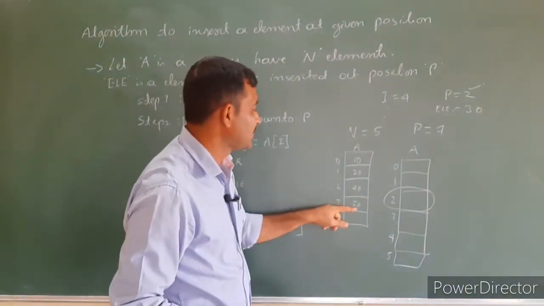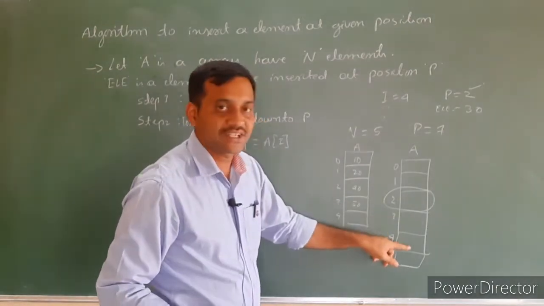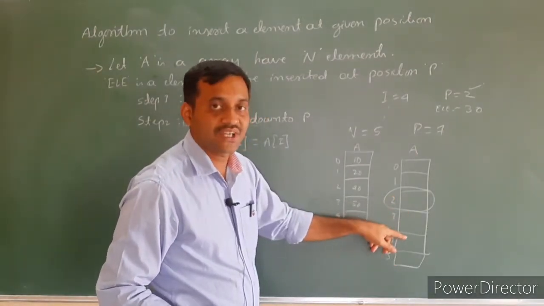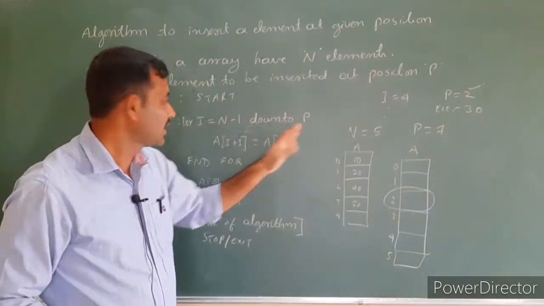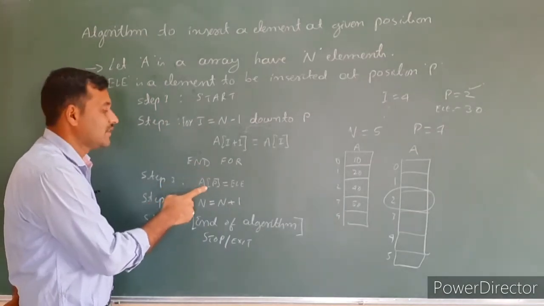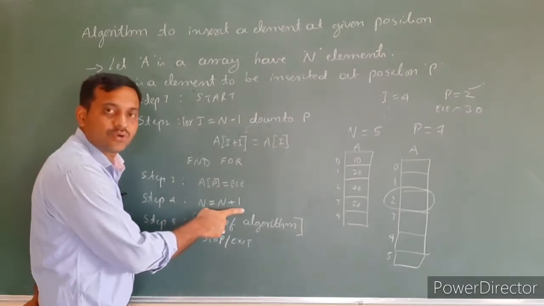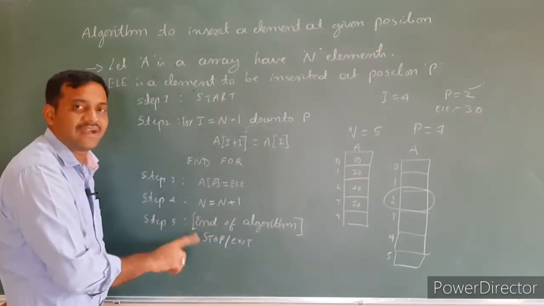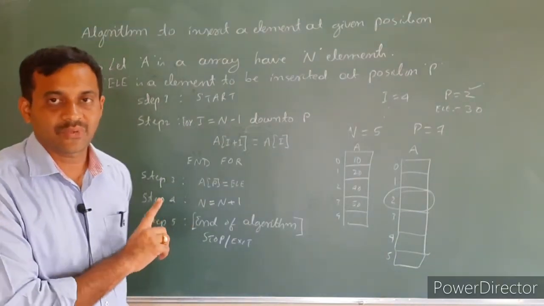See here, 50 is in the third position. It is shifted to the next position. Again it is shifted to the next position. When the for loop reaches the position P, we have to stop the for loop. After that, for that position we assign the new element, increase the total length of the array, and end the algorithm. So that is the tracing of our problem.